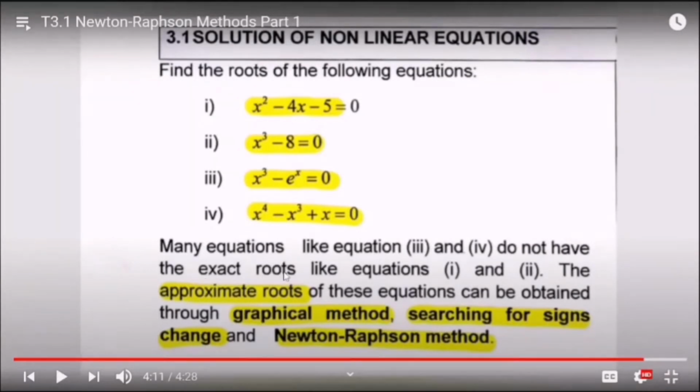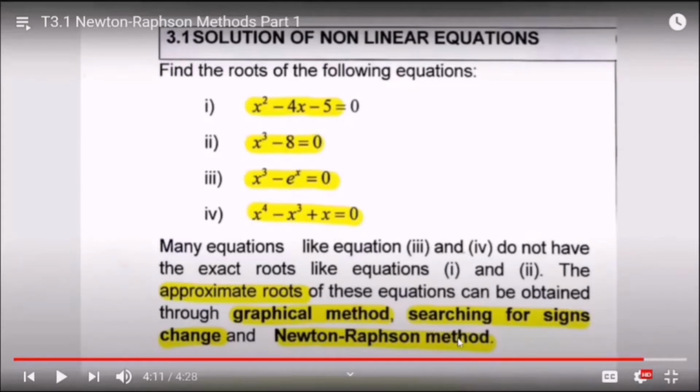Makna dia, what is root? Tulis. Solution. Value of x. Atau intersection point between two curves. Itu adalah benda yang kita minat, iaitu roots. So dalam 3.1 and 3.2 ini, dia melibatkan 3 benda. Graphical method, yang paling low rank sekali. Hanya anggaran saja. Yang kedua, searching for sign change. Rank ini tinggi sikit, lebih daripada graphical method. Faham? Tapi masih boleh lagi. Tetap estimate lagi. Yang ketiga adalah Newton-Raphson method.